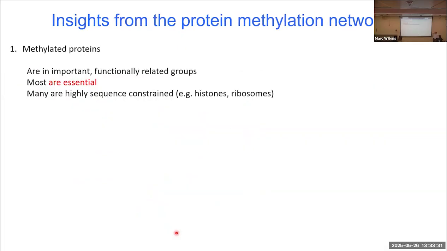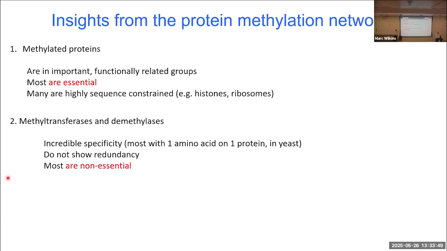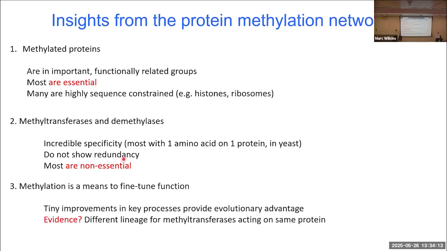So I guess insights here. So we've methylated proteins, they're in important functionally related groups. Most of the methylated proteins are essential. It's an emergent property. They're important proteins that get methylated. Many are sequence constrained. But what we thought was really interesting is the enzymes that put it there are non-essential. And that's kind of funky, isn't it? You think that, well, important proteins, methylation on important proteins should be kind of essential, but they're not. So then you've got this question about, well, why are they there in the first place? Certainly they don't show redundancy like you see in signalling. Doesn't have that at all.